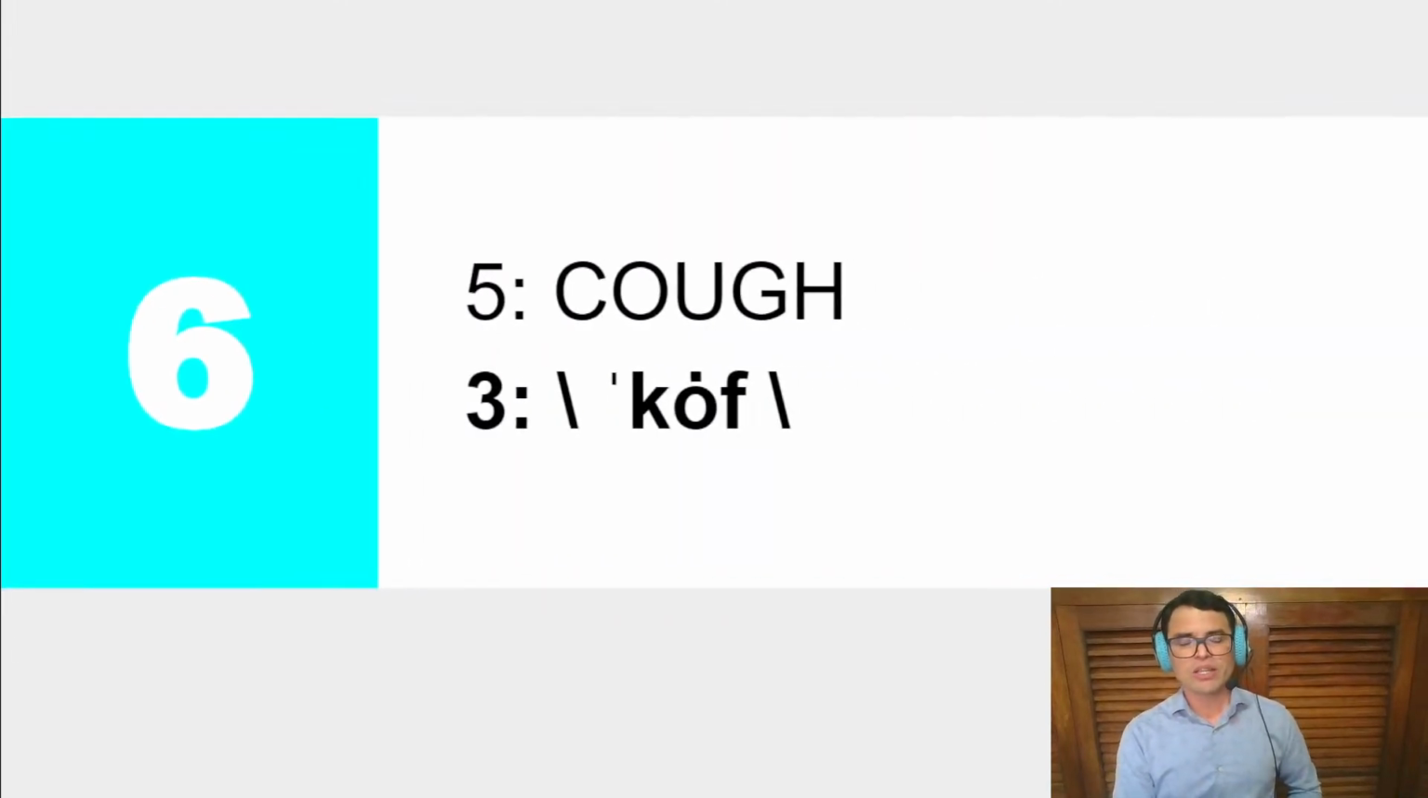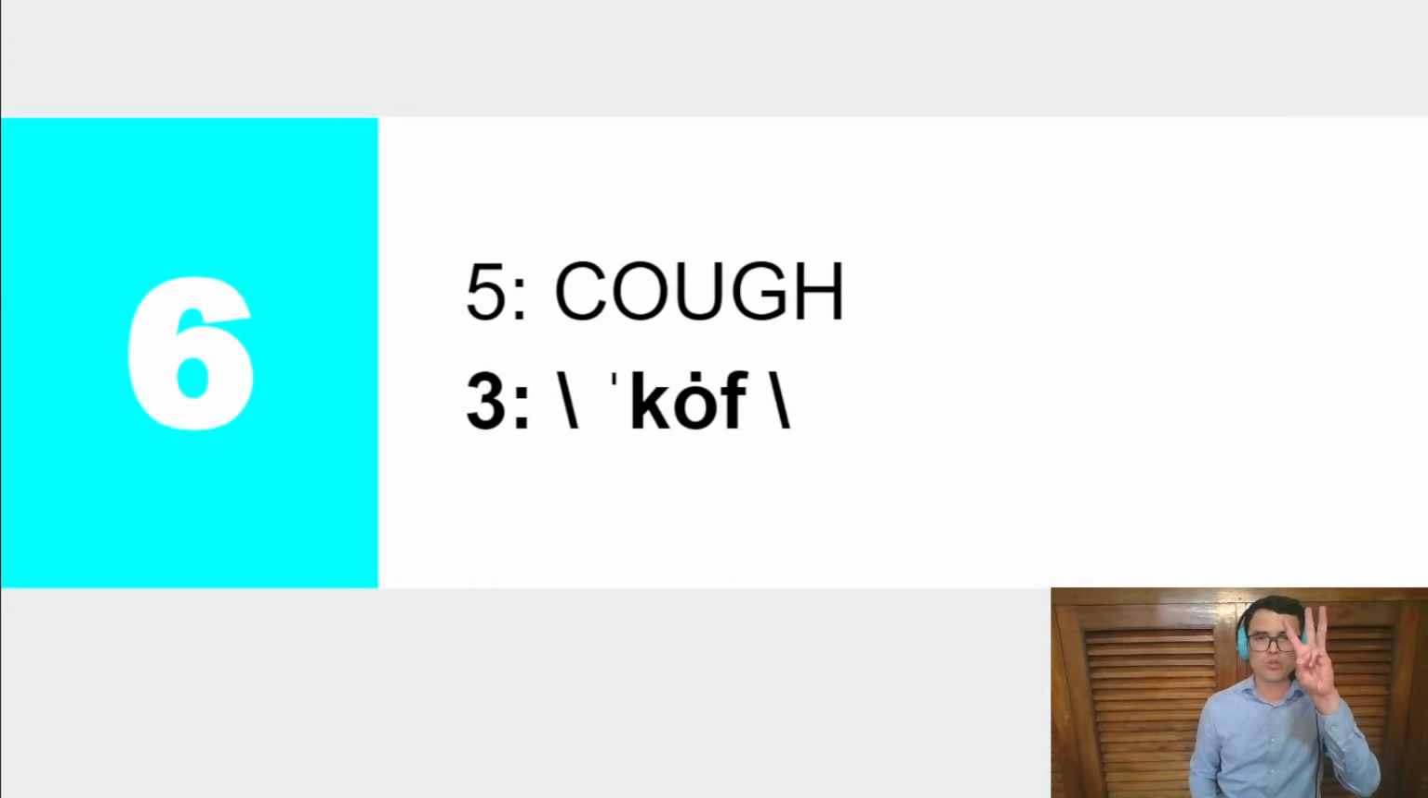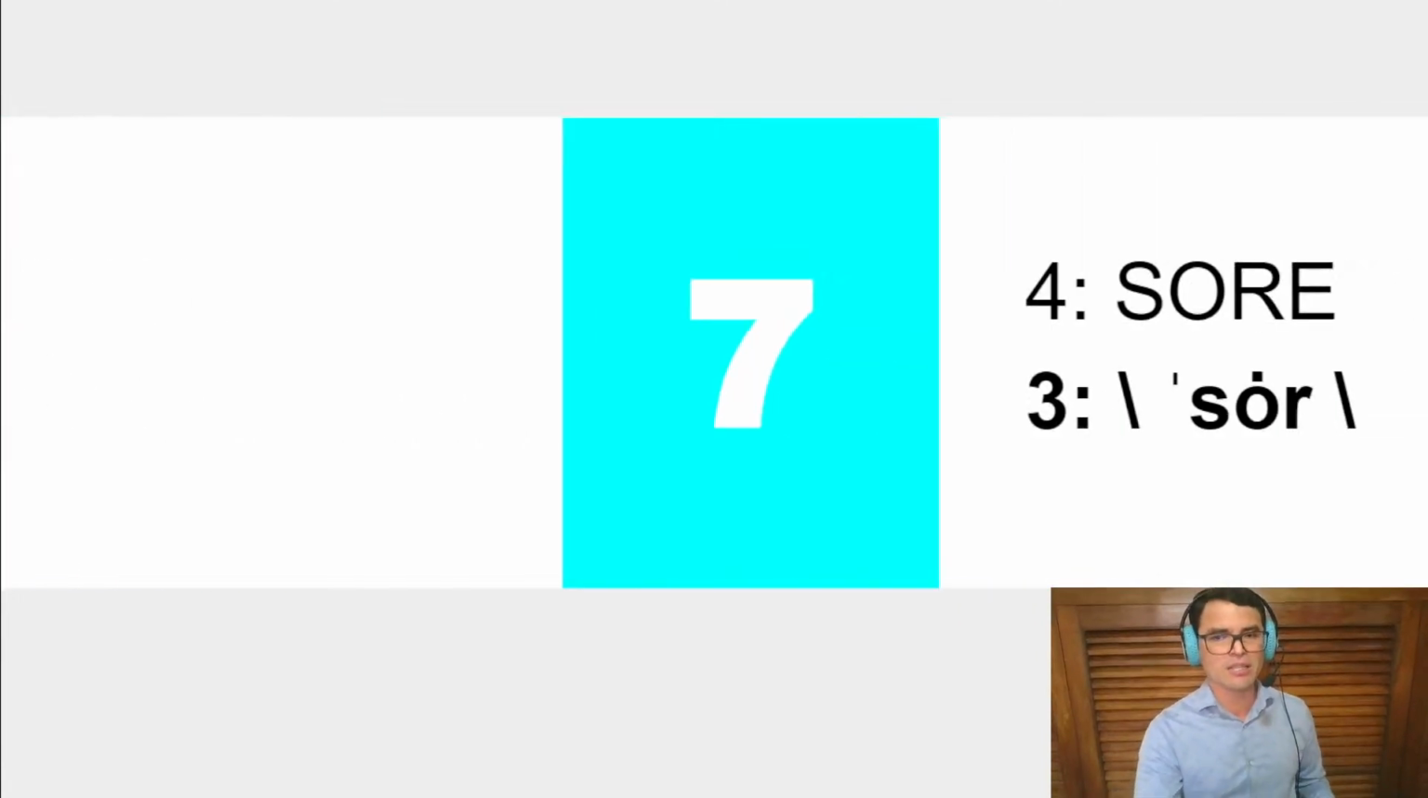Next, number six. Five letters, three sounds. You have O and U when you write it. You have G and H when you write it. But when you pronounce it, you have O, and the G and H turn into F in this word. Cough. Nice.